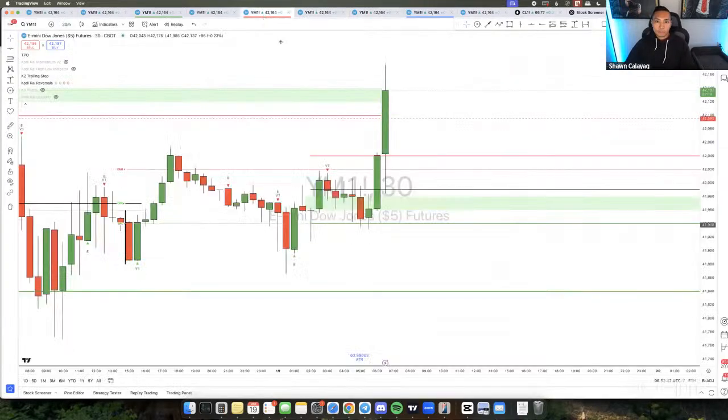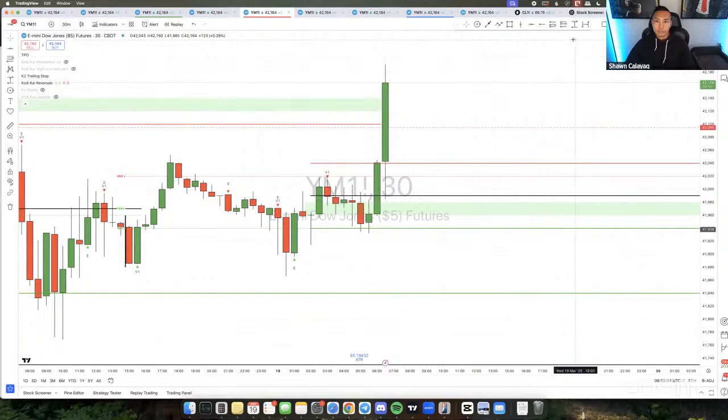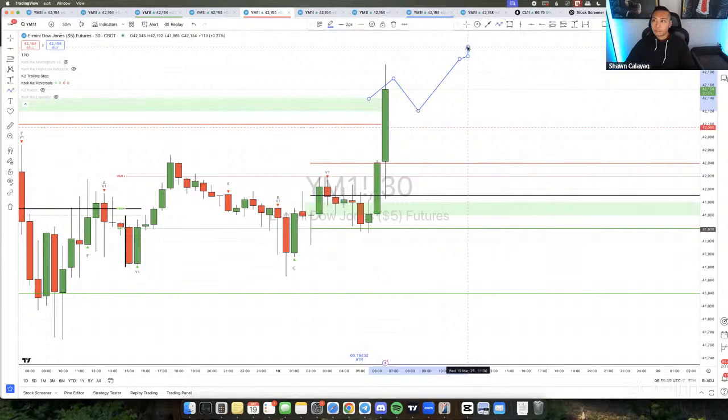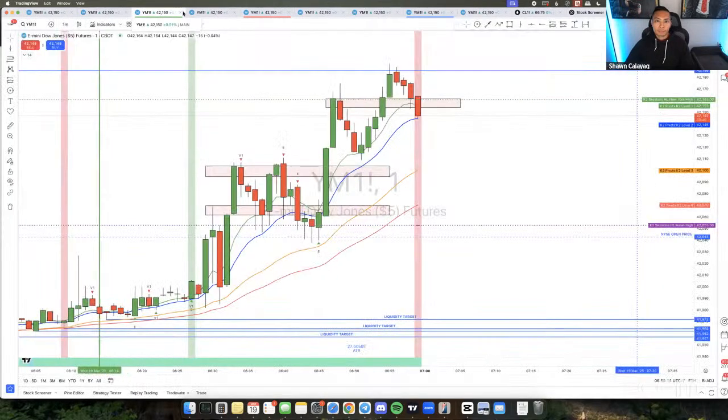This is the point of control from yesterday. Looking at the 30-minute here, it's probably going to bounce off here, or it can retest the upside. That's sort of what I see happening here. We finally got the sell signal coming up now.